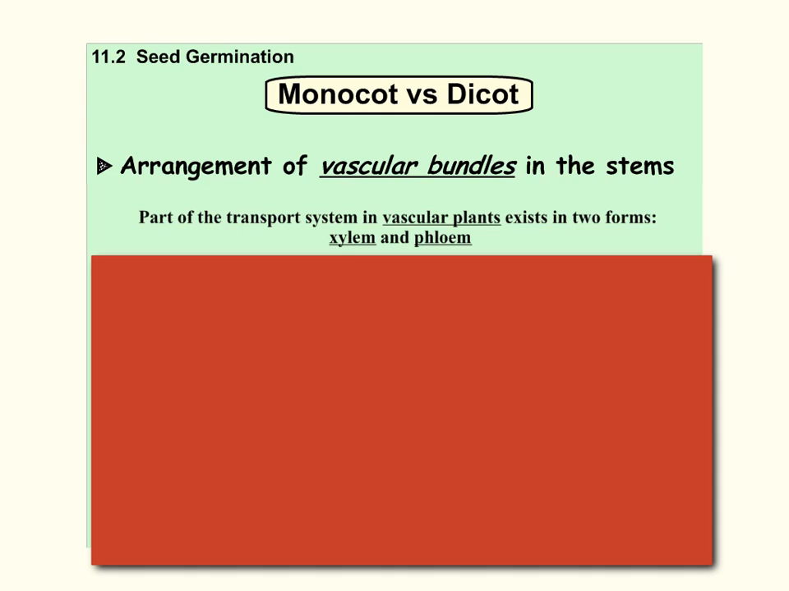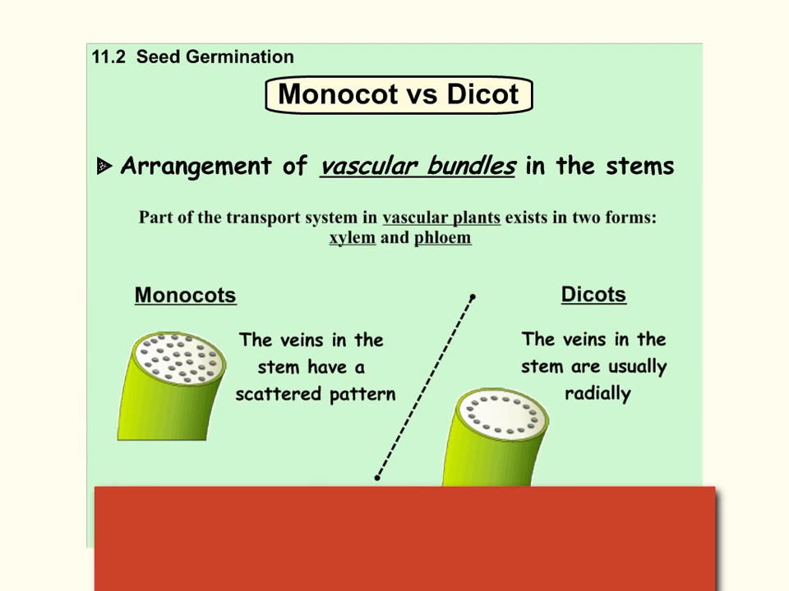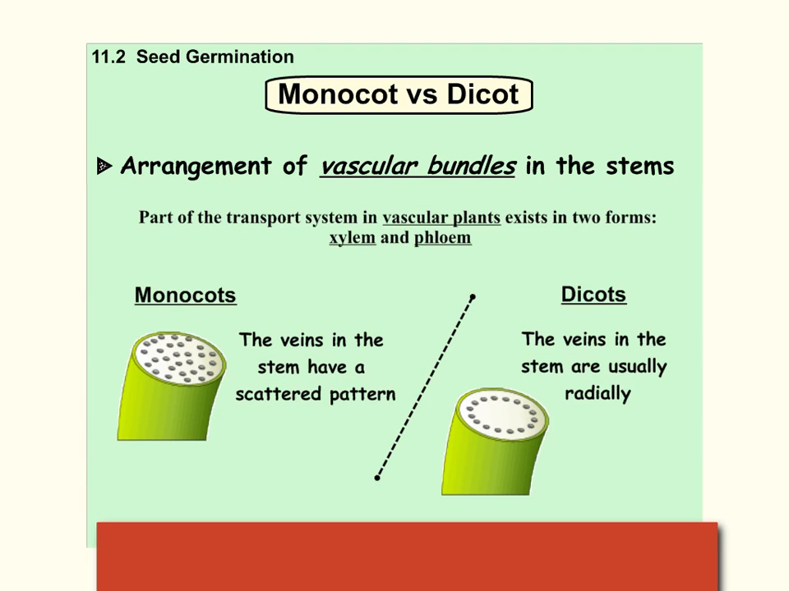And thankfully, we're not going to go into that much detail about that, but there's a simple image that I want you to take a look at. Again, we're looking at the difference between monocots and dicots. In a monocot, the veins in the stem have a scattered pattern, as you can see right here. And this is what we consider a cross section of the stem. So if you cut directly across it, very similar to cutting a carrot in half, the veins will have a scattered pattern in monocots.